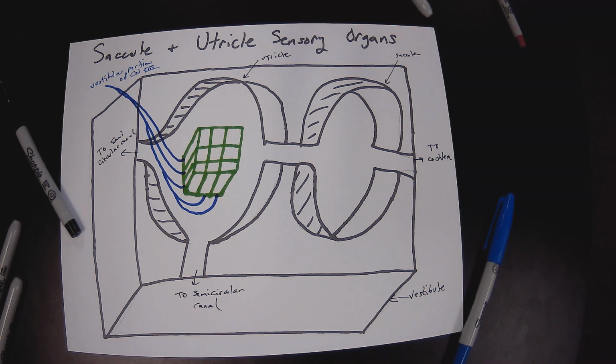Remember, cranial nerve 8 is vestibulocochlear. So there's a vestibular portion, and that comes from the vestibular apparatus. And there's also the cochlear portion, which comes from the cochlea. We'll get to that at the end of the talk. Everyone see where I am? Questions?